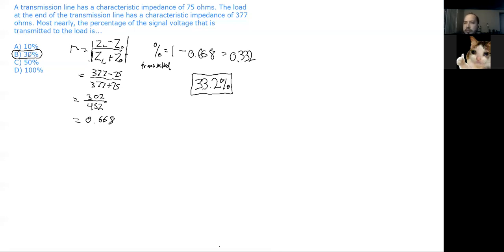So V, that ratio, how do you explain it? The gamma ratio for the reflection constant? Yeah. It's a ratio involving the difference divided by the sum of your characteristic and load impedances. Once you have your impedances set, you find your gamma constant for the reflection constant, and then from there you're able to figure out how much percentage of the signal voltage can be transmitted.